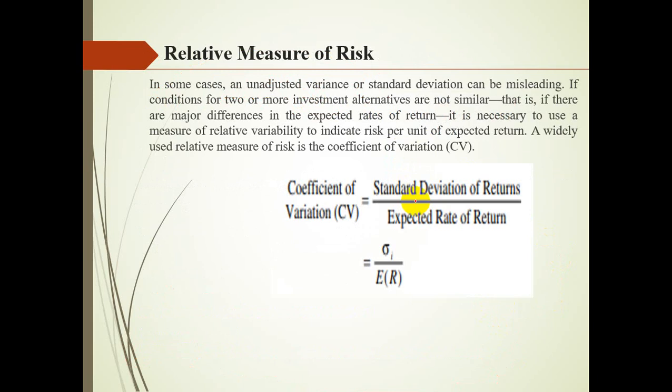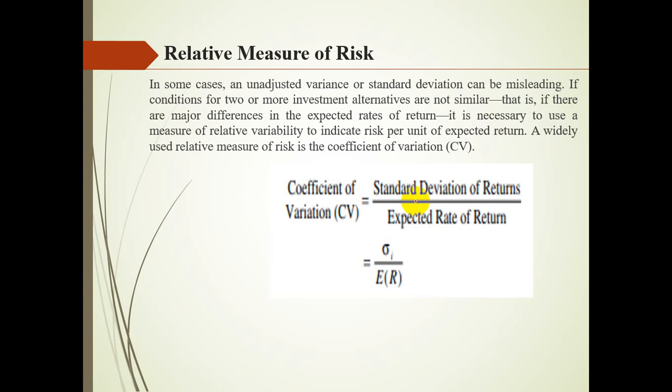What is the purpose of this measurement? We are using coefficient of variance for the purpose that when we have unadjusted variance or standard deviation, it means that we cannot adjust, and it may give you a wrong decision, which may be misleading in those situations. So if you have two or more investments that are not similar, to take your decision you have to calculate the expected rate of return for that. So for that purpose we are going to calculate the coefficient of variance.